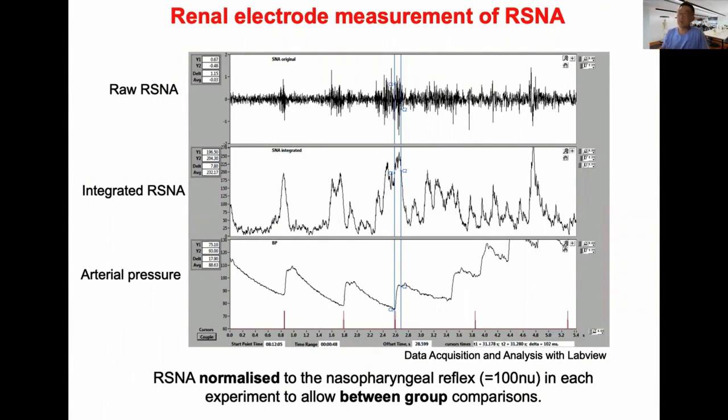And for the renal sympathetic nerve activity measurement, because we receive the raw data, we integrated the sympathetic nerve activity with the maximum response to smoke to the animals. So these are the integrated data of the renal sympathetic nerve activity, and also we have the data for the blood pressure.